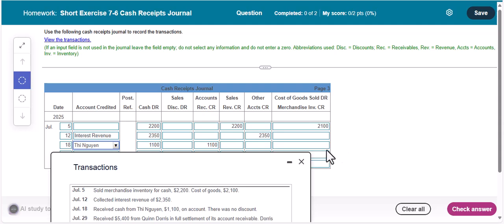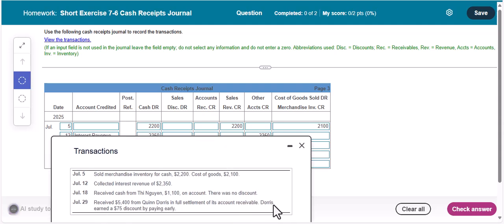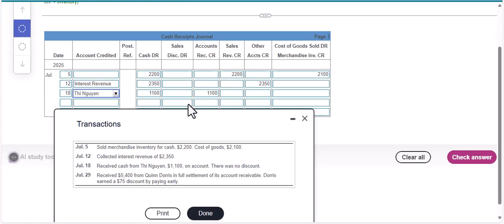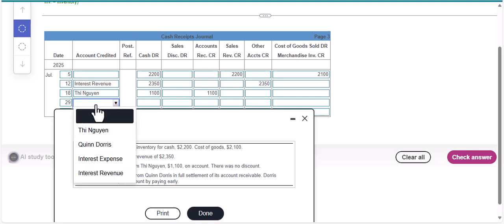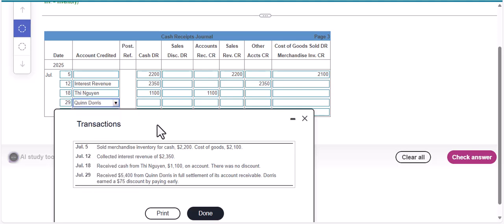We received $5,400 from Quinn Doris in full settlement of her accounts receivable. Doris earned a $75 discount by paying early. So let me rearrange there real quick. We have to get our date, so we have the 29th. And just like with Thai here, we are getting this AR paid off. So we can start by inputting the account credited so we don't forget it. We have Quinn Doris, who's paying off that accounts receivable. We received $5,400, so that's a cash debit.